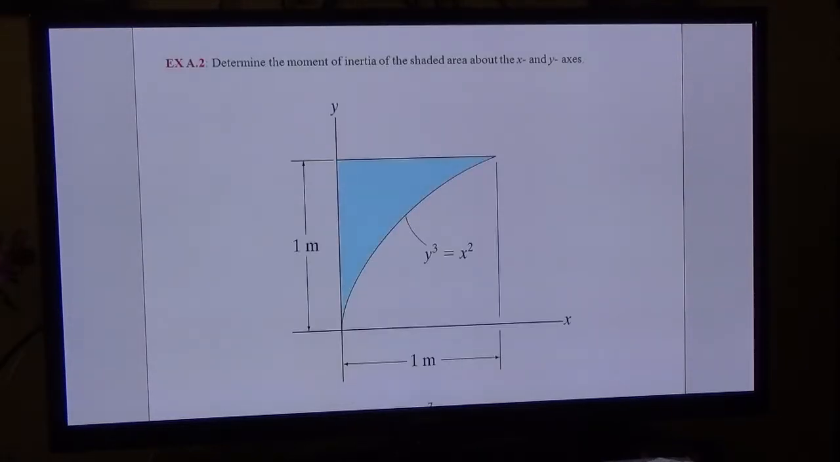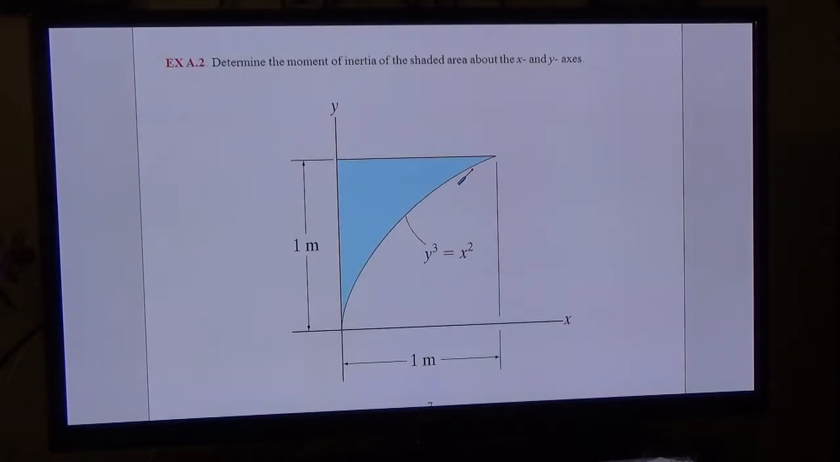So here's the first one that we'll look at. I know it says example A2, but I want to look at this one first. Determine the moment of inertia of the shaded area about the x and y axes. Here's our area. It's bounded by three curves. At the left, it's bounded by x equals 0. At the top, bounded by y equals 1. And on the right side, bounded by the curve y cubed equals x squared.